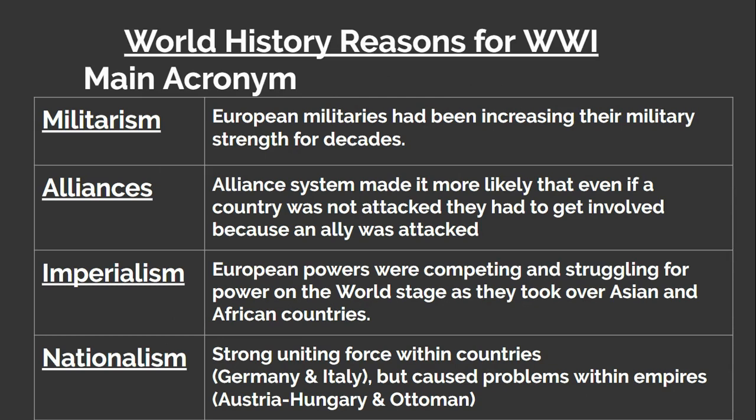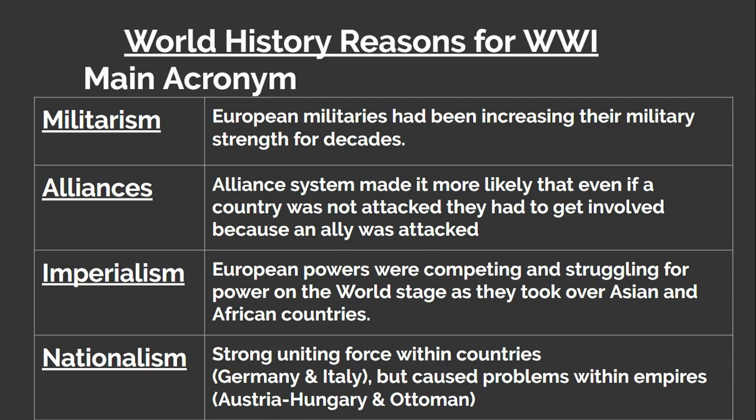So militarism: European militaries had been increasing their military strength for decades. Alliances: the alliance system made it more likely that even if a country was not attacked, they had to get involved because an ally was attacked. Imperialism: European powers were competing and struggling for power on the world stage as they took over Asian and African countries. And nationalism, a strong uniting force within countries.